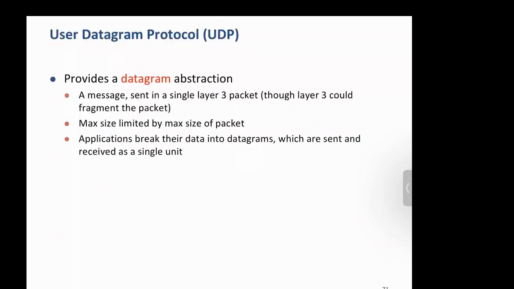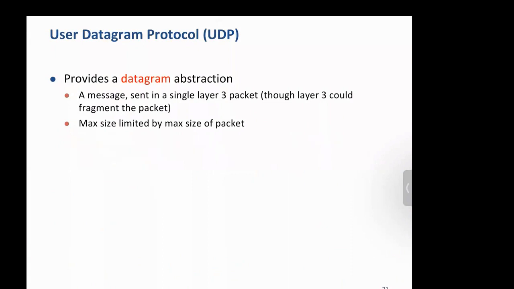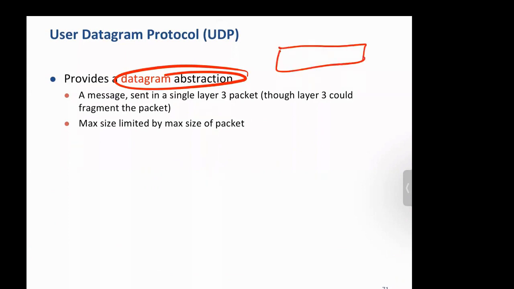UDP is similar, excepting that it's not connection oriented. It's just based on datagram abstraction. The application will create a packet, a small segment of data. It's not a stream. It will pass it on to the UDP layer, and the UDP layer will put this in its packet and send it across, right?